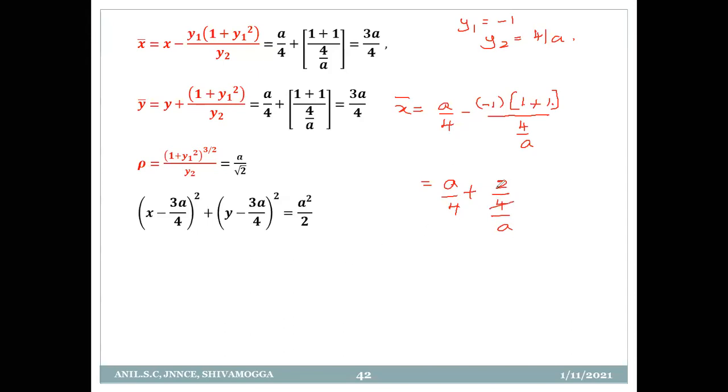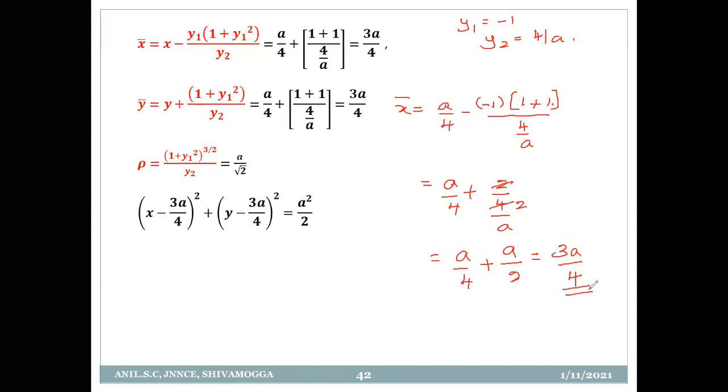This 4 is exactly divisible by 2 times. Therefore, this is equal to a by 4 plus, transform this to the numerator, you get a divided by 2. And the sum of a by 4 plus a by 2 is 3a divided by 4. You take 4 as the LCM factor and simplify. X bar is equal to 3a divided by 4. X coordinate of the center.